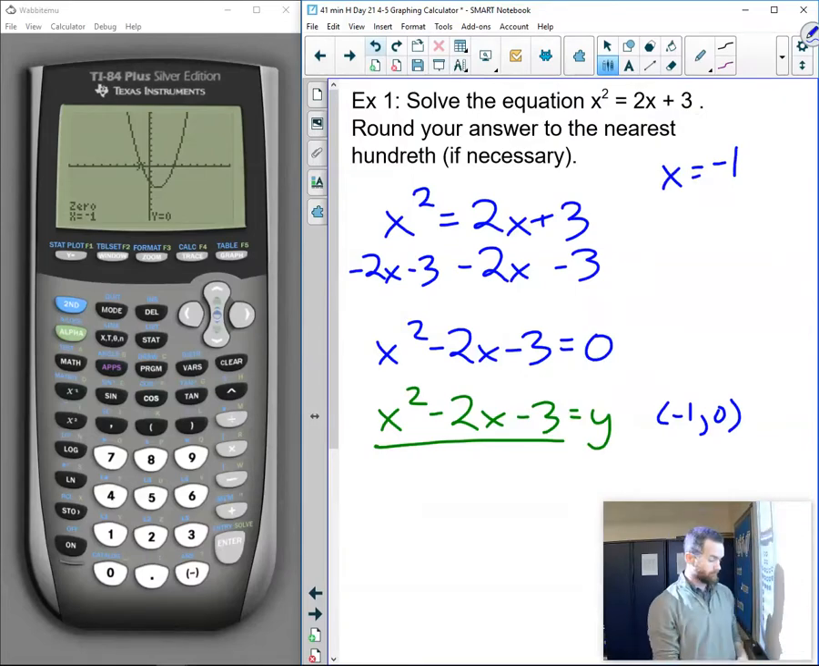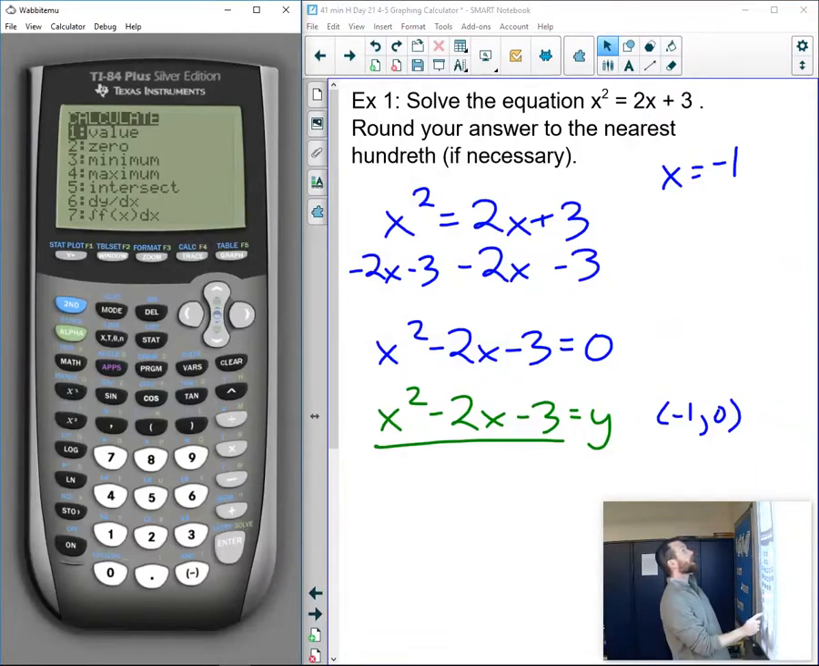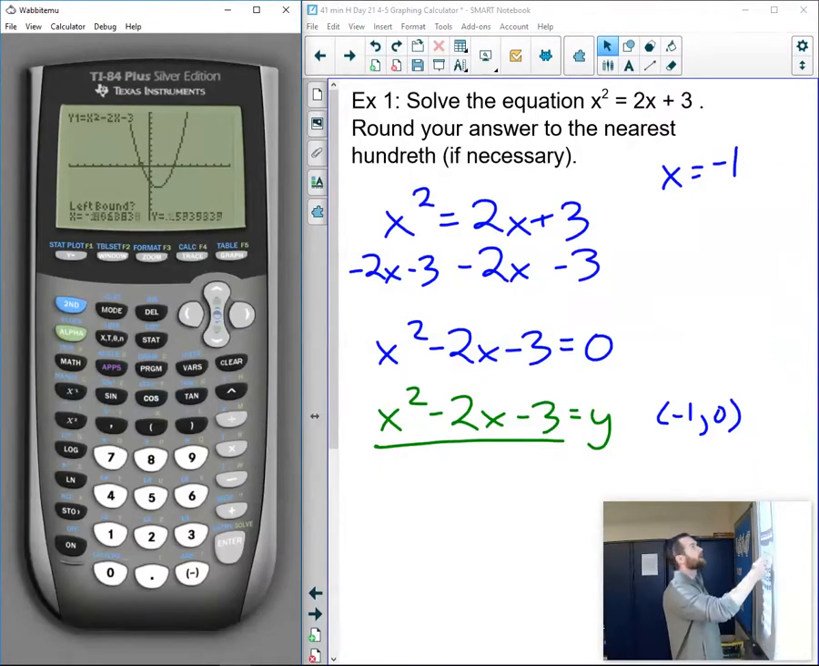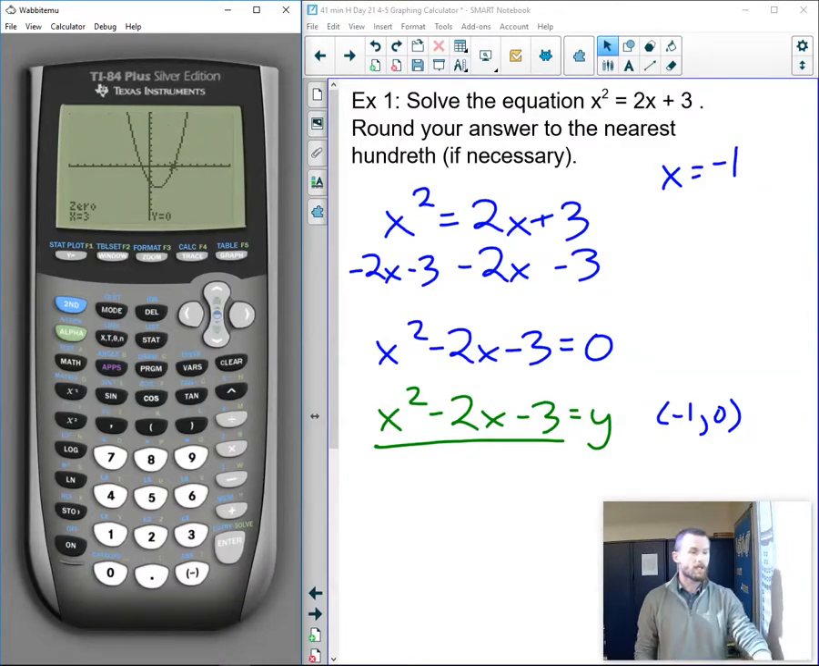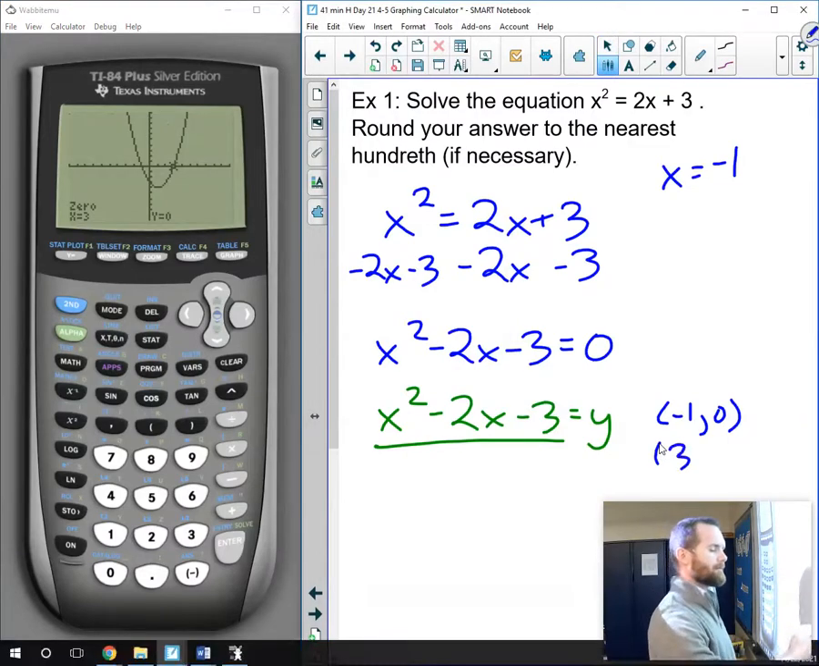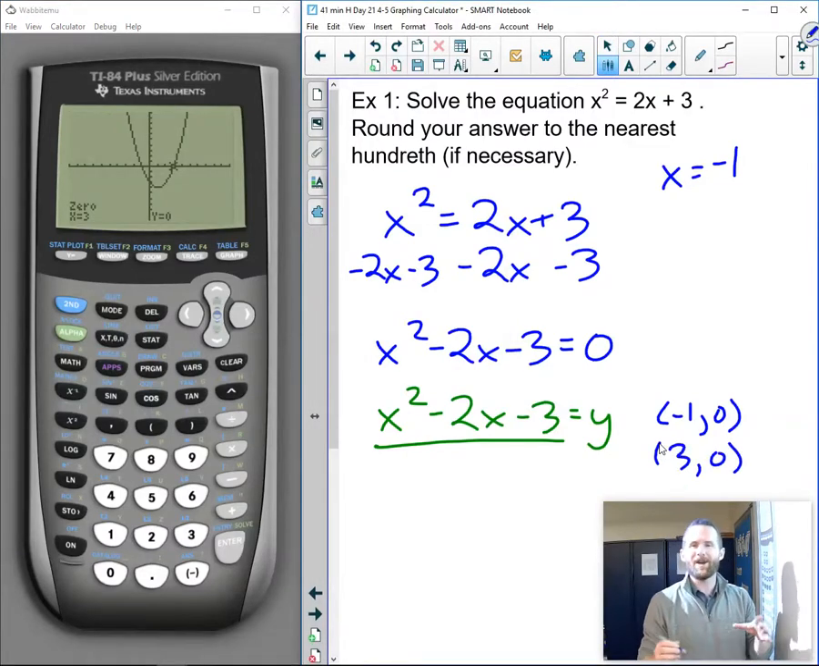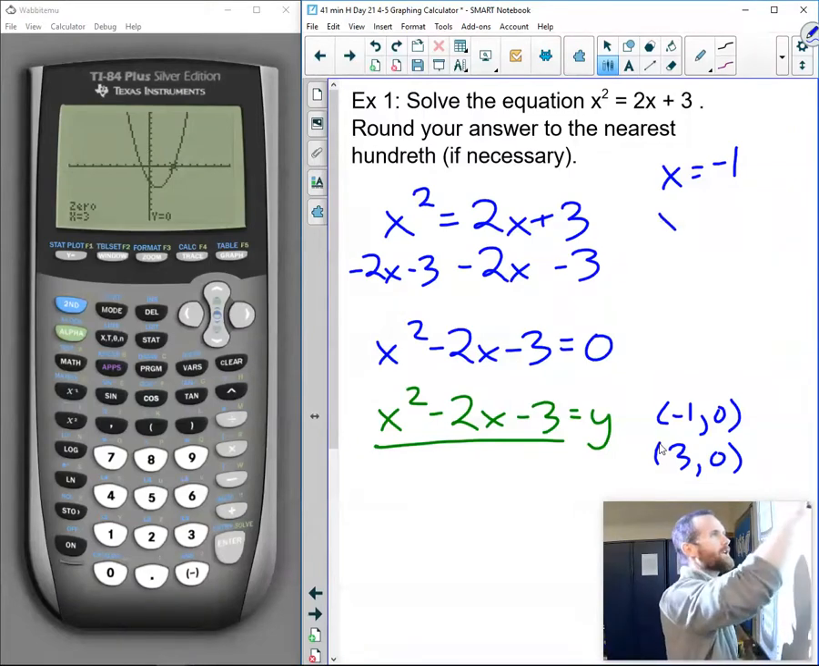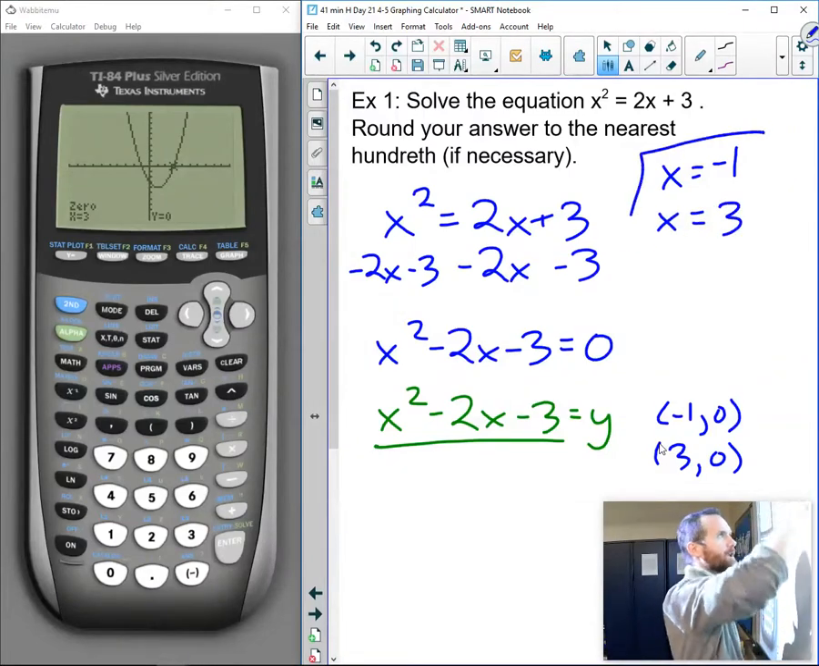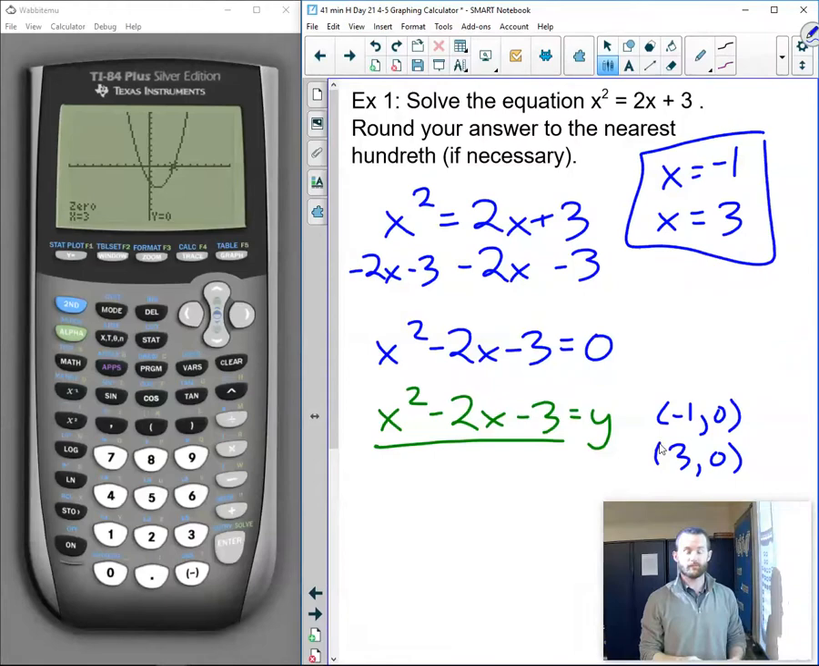That's our first solution. Then we do the same thing for the second real root. I hit second, calculate 2 for the zero. Go to the left, keep going, keep going. That's close enough. That's to the left of it. I hit enter. Then I move to the right of our second real root, hit enter again. Don't care about guessing, so I hit enter a third time, and we get 3, 0. But again, we don't care about the y value here. All we care about is the x value. So x equals 3. Those are the two solutions to our equation.